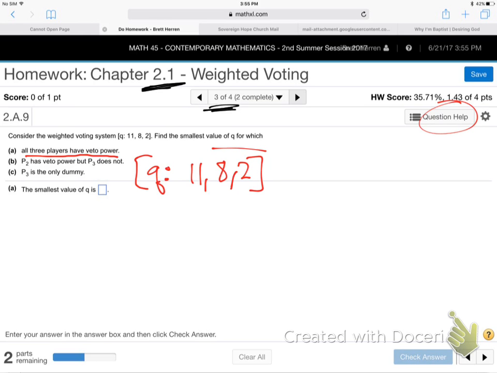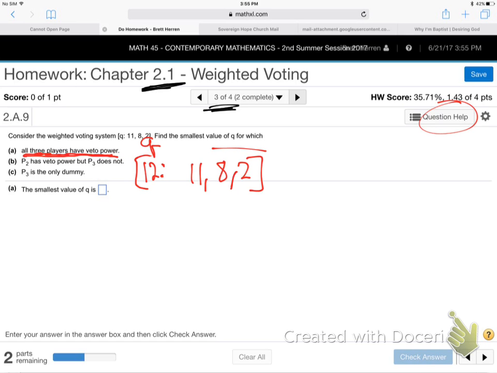You say, I don't have any idea what Q is. How about I guess at like 12? I'm just guessing, something bigger than 11. I don't want to make 11 a dictator. So I just guessed at 12. Let me just see what happens. They're saying all 3 players have veto power. Well, when I made Q be 12, do all 3 players have veto power or not?